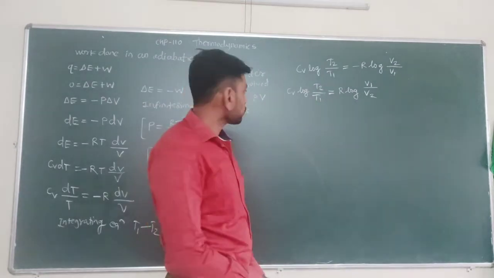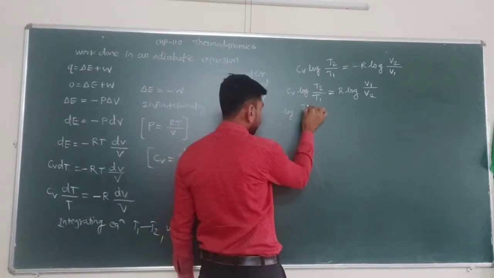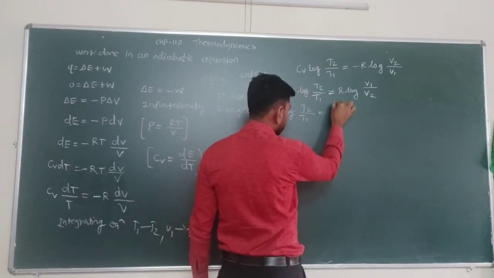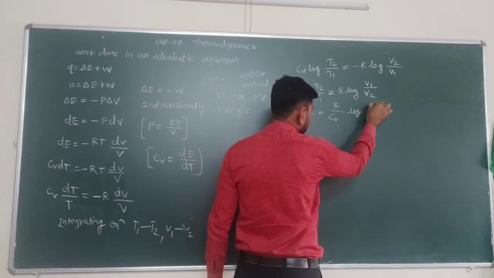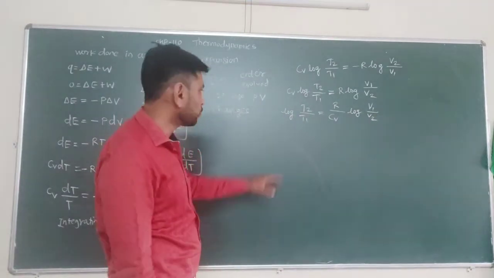Okay. Now again rearranging this equation, log of T2 upon T1 equal to R upon CV log of V1 upon V2.